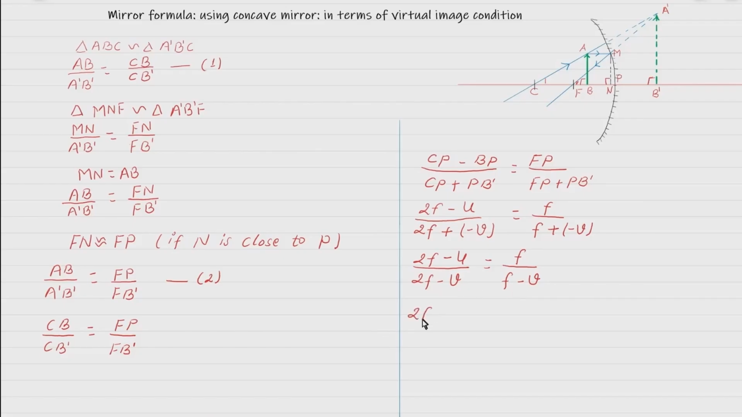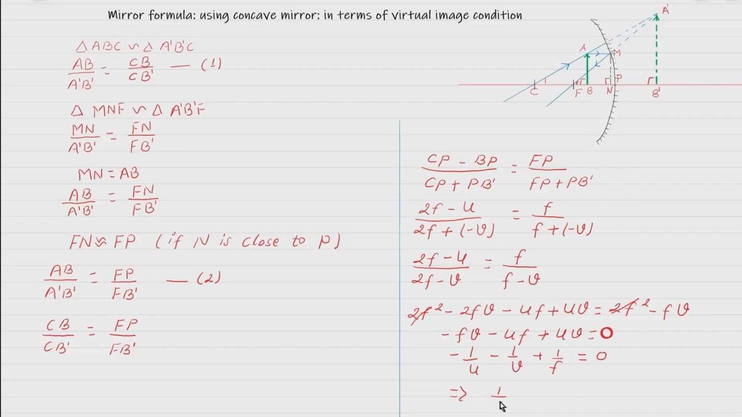We get twice F square minus twice FV minus UF plus UV is equal to twice F square minus FV. Since these two terms are equal, they cancel out each other. When we bring minus FV to the LHS, minus twice FV plus FV, we get minus FV minus UF plus UV is equal to 0. Dividing both sides by FUV, we get minus 1 by U minus 1 by V plus 1 by F is equal to 0. This can be written as 1 by F is equal to 1 by U plus 1 by V.